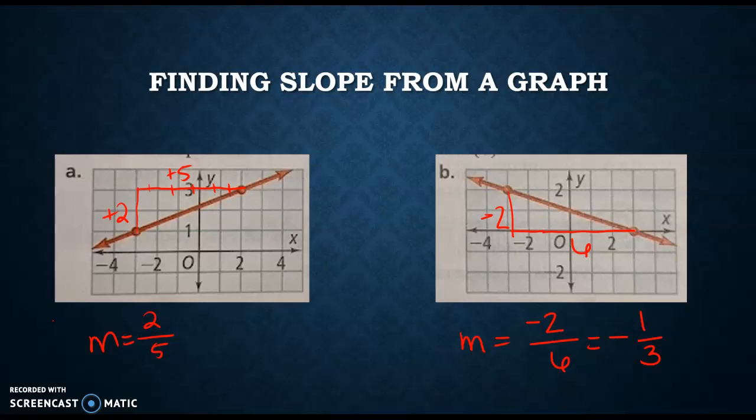In the next video, we're going to talk about if we're not given a graph, but we're given 2 points, and then horizontal and vertical lines.